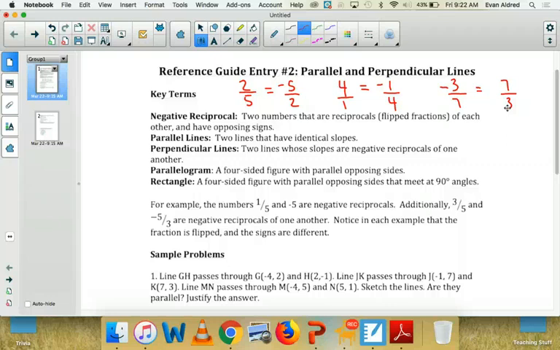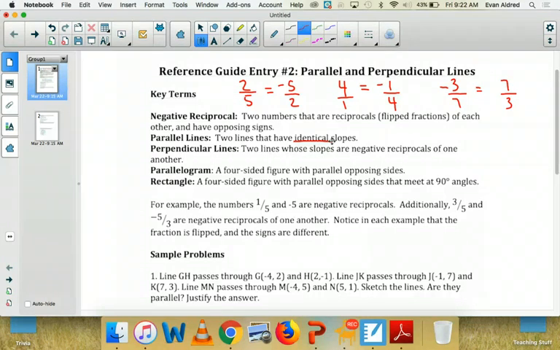Parallel lines is a term that you've certainly heard before. You were likely taught it to mean lines that never meet. And that is true. They are lines that never meet because they have identical slopes. And that is the important word here. Identical means exactly the same, both in value and in sign.